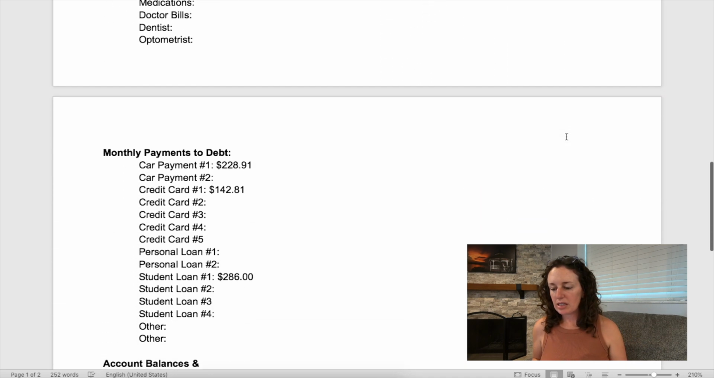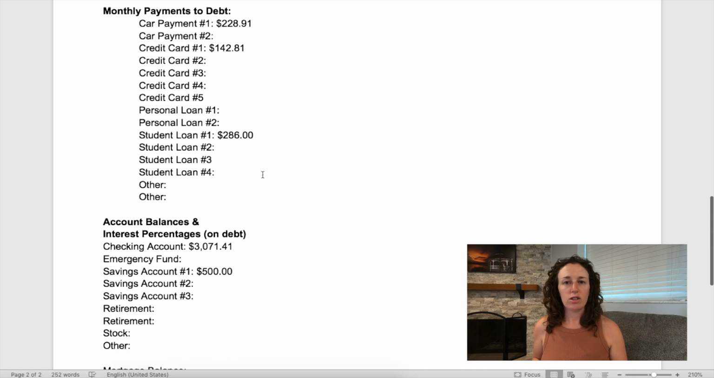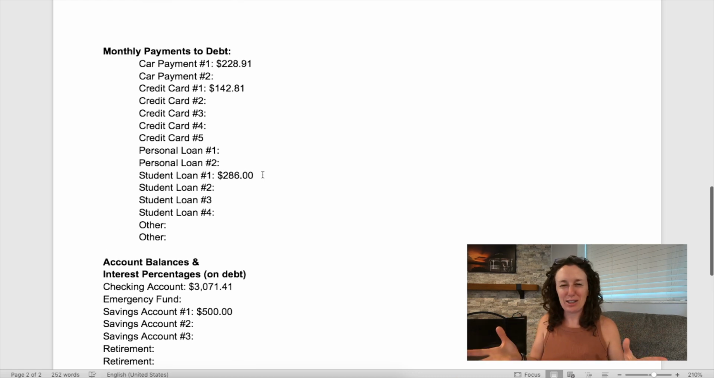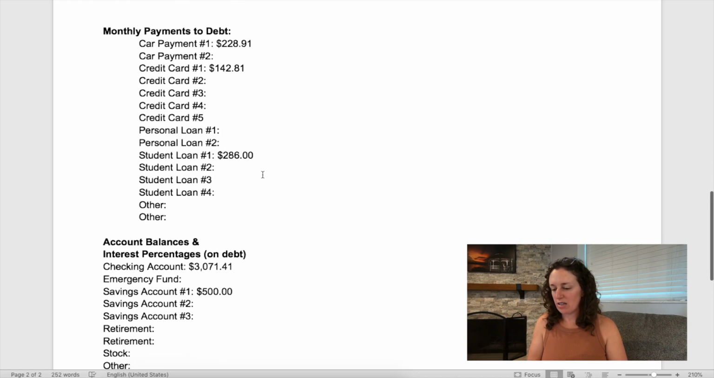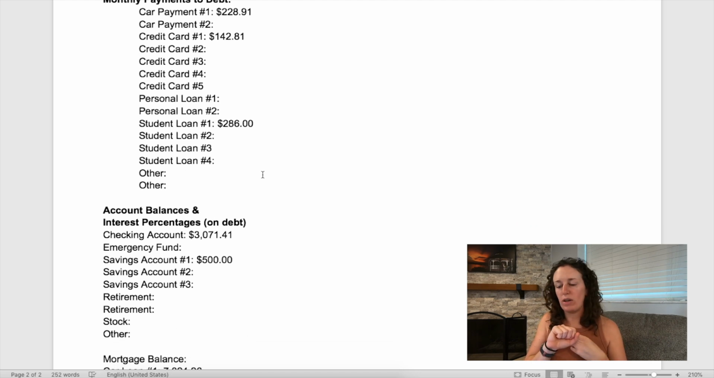Okay, so monthly payments to death, we have, it looks like a car, a credit card, and a student loan. So pretty straightforward as far as difficulty and complication when it comes to the debt. It doesn't look like we have any debt to family members or the IRS. Those are always the top two priorities. If my clients have those, we usually focus on those first.